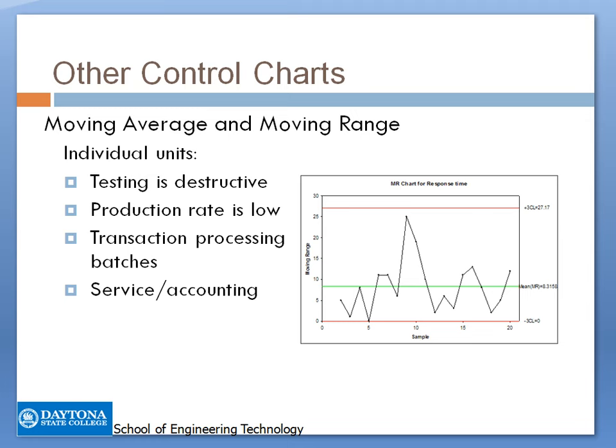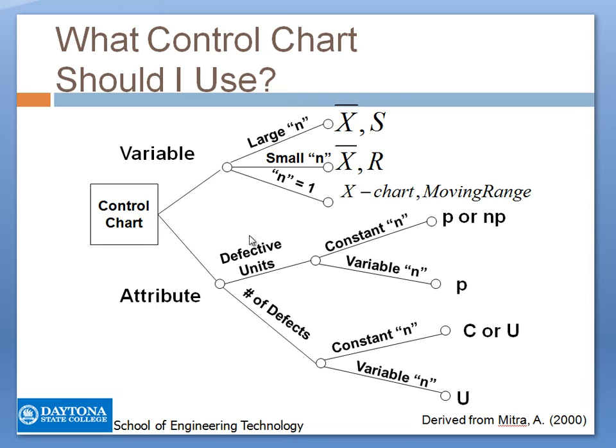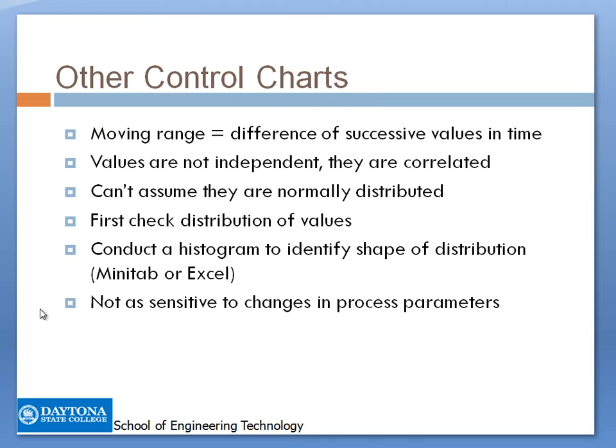Now for this type, this is when we have a sample size equal to 1. By the way, all of these are for individuals, which is sample size equal to 1. So the moving range is equal to a difference of successive values in time. Values are not independent, they are correlated. You can't assume that they are normally distributed.